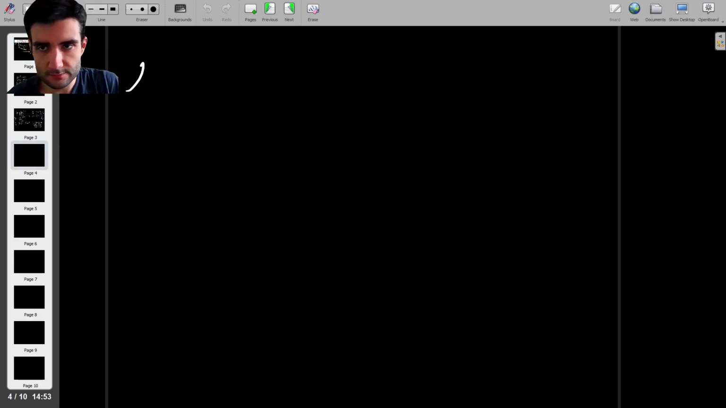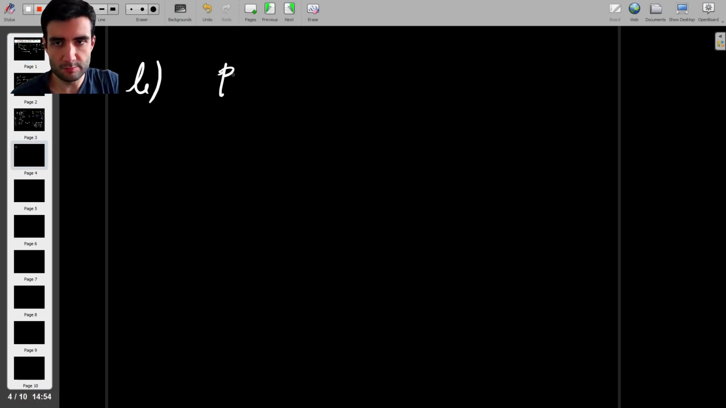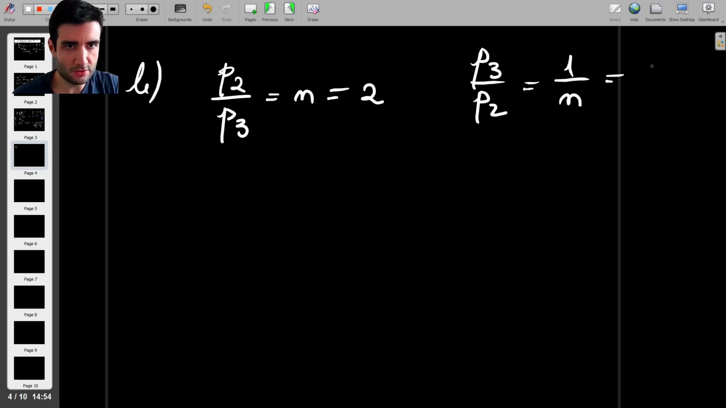Okay, so part B says that during this adiabatic expansion, we don't know what happens to the volume, but we know that the pressure decreases by an amount of 2 times, right? So clearly the volume increases from 2 to 3, and at the same time the pressure decreases. So we can write that P2 over P3 is equal to n, which is equal to 2. Or if you want, you can write it in the opposite way. So P3 over P2 is 1 over n, which is equal to a half.